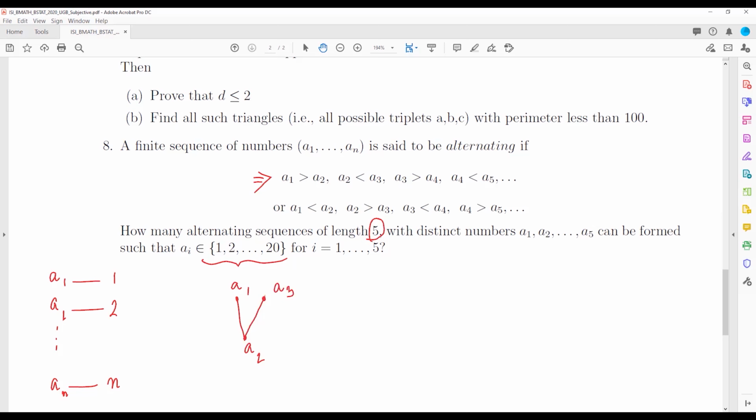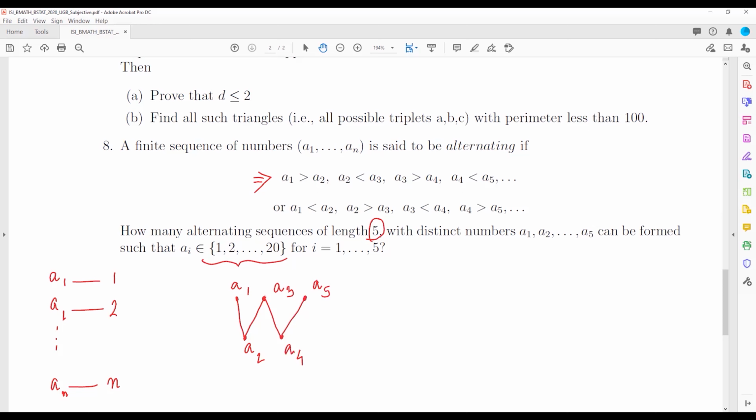Again, a4 should be lesser than a3, so it's coming down, and again we don't know whether a2 is greater than a4 or a4 is greater than a2. Then going back above to a5, a5 is greater than a4. Okay, and so on and so forth.